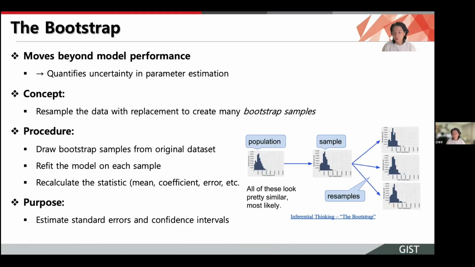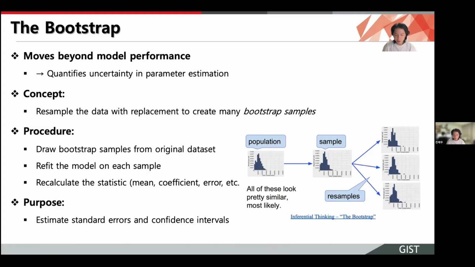Now that we've used cross-validation to estimate the test error, let's move on to another powerful tool, the Bootstrap. While cross-validation focuses on evaluating a model's prediction performance, the Bootstrap is used to quantify the uncertainty in parameter estimation. The idea is simple. We resample the data with replacement to create many new data sets called Bootstrap samples.